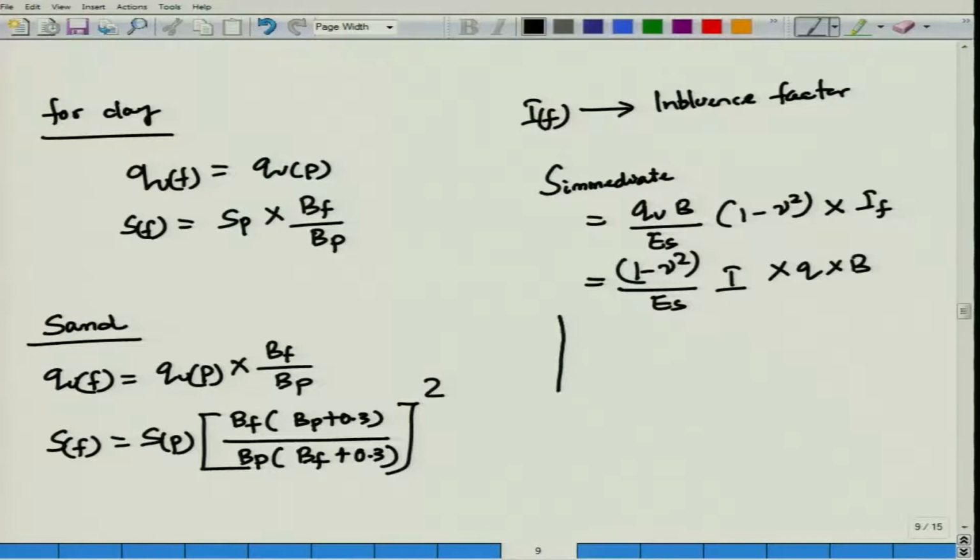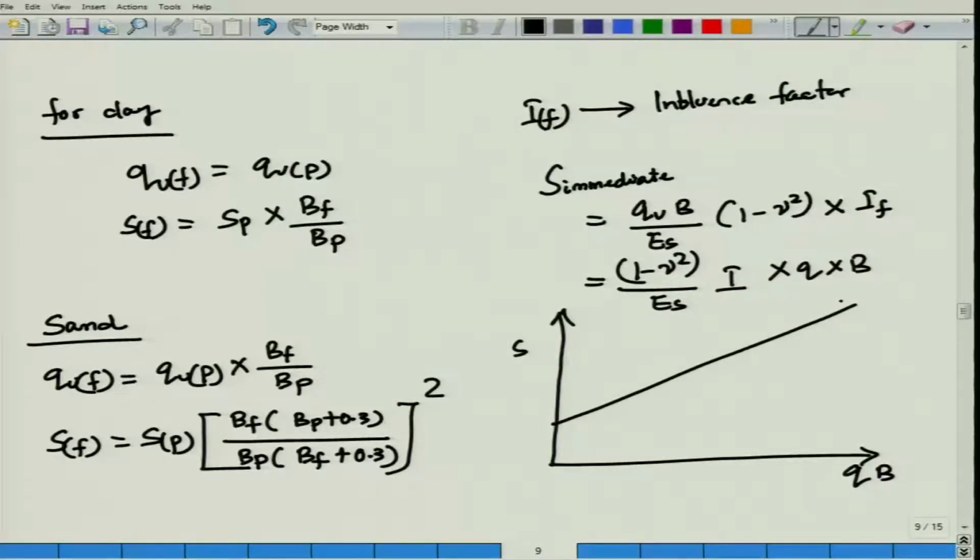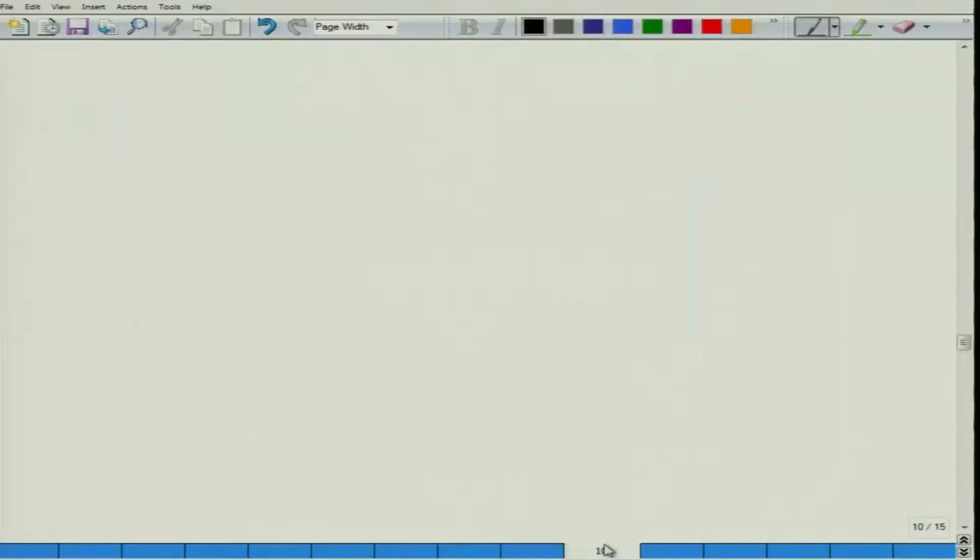If I plot a graph, with Q into B here and S there, look here, the slope is equal to (1 minus mu square) by Es into I. For a particular soil, mu is known at that depth, and the elastic modulus is known. Then you are getting an influence factor at the center as well as at the edge.